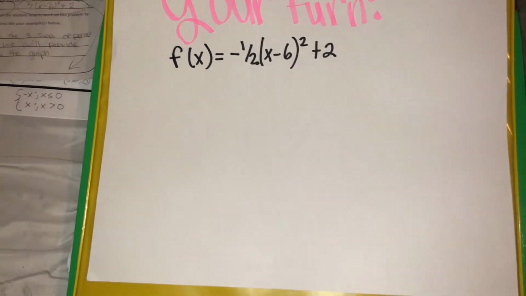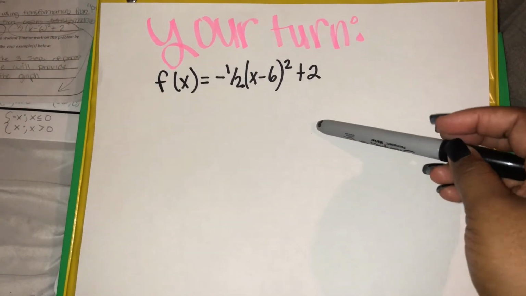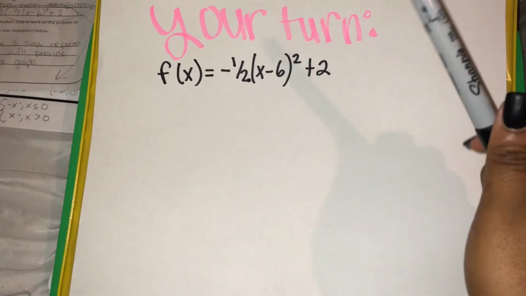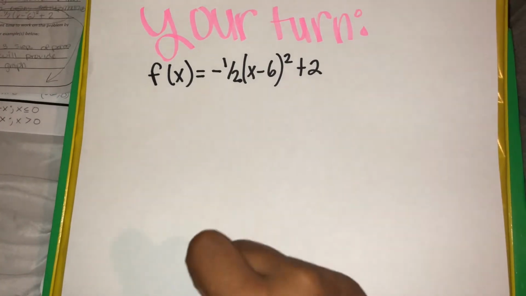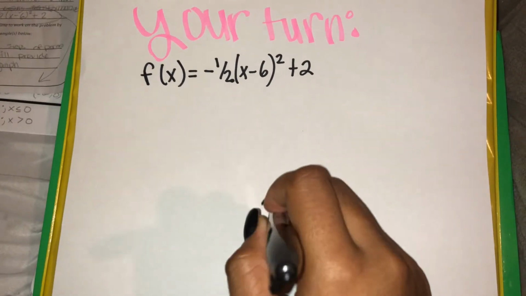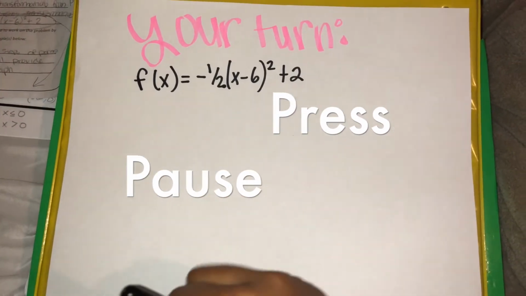Now it is your turn. Go ahead and press pause and try to do this equation using all of your parent function, multiplier, and shifting aspects that I just taught you. The equation is f of x equals -1/2 parentheses x minus 6 to the power of 2 plus 2.